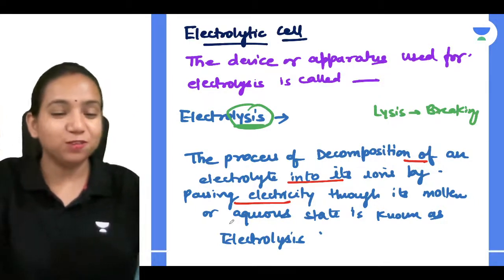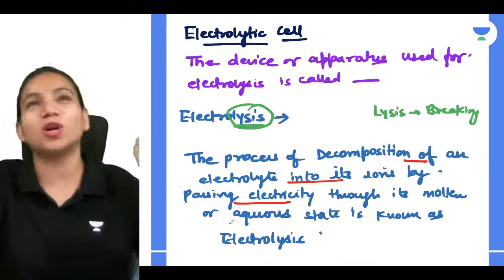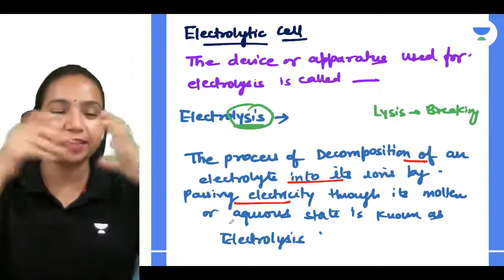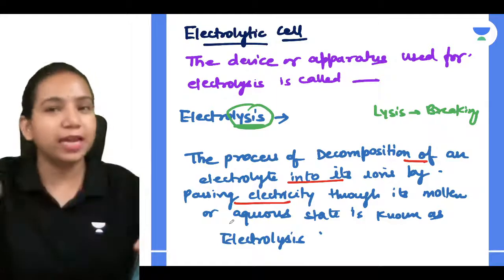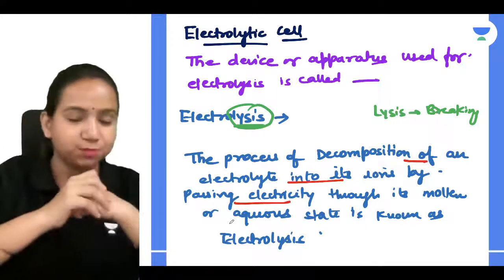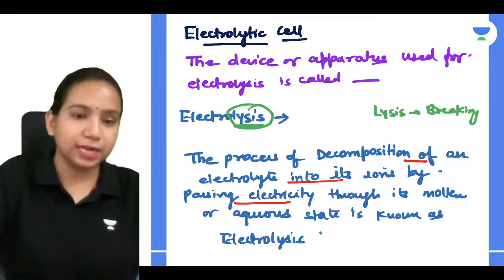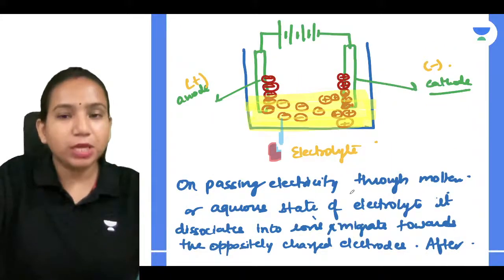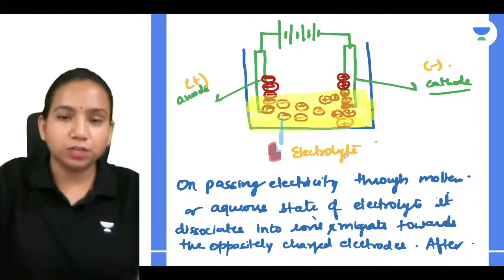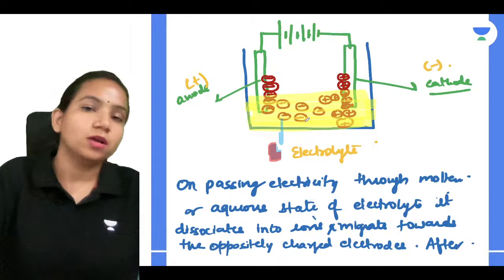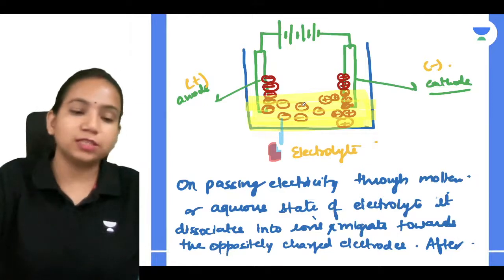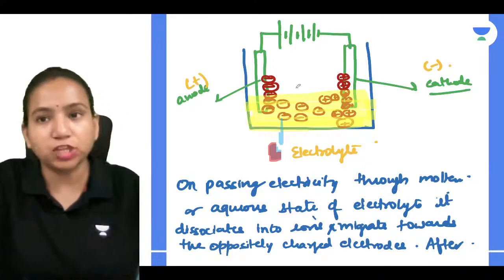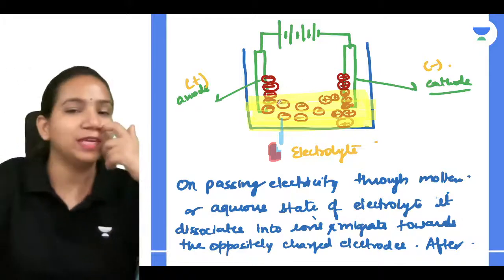Correct. Same way, if you will be passing electricity to a solution, what is going to happen? The bonds between the ions are going to break and you are going to get the ions. Now, the ions that we get from the electrolyte are going to go to the oppositely charged electrodes and they are going to get accumulated over there.